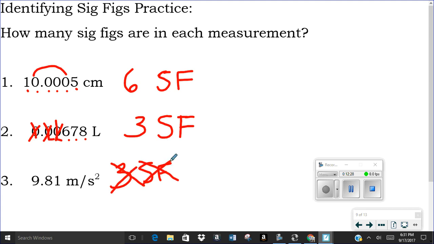That's not the correct answer in this case. That is the acceleration due to gravity on the planet Earth. That is a literature value, or an accepted value. That means in this case we are certain about all 3 digits, and that means that the accepted value either has no significant figures or all 3 are sig figs. Literature values, we usually do not count those when we're counting significant figures, because we know all those digits are significant.